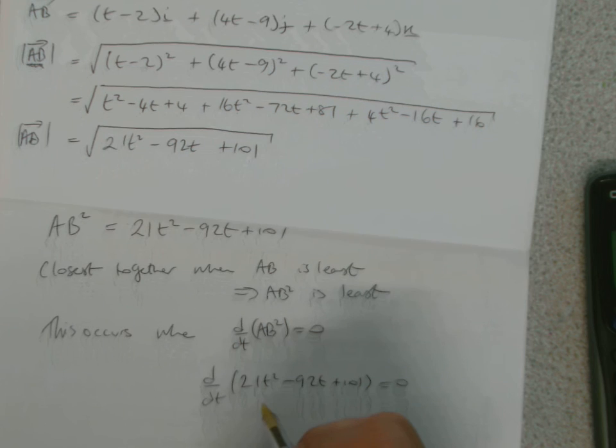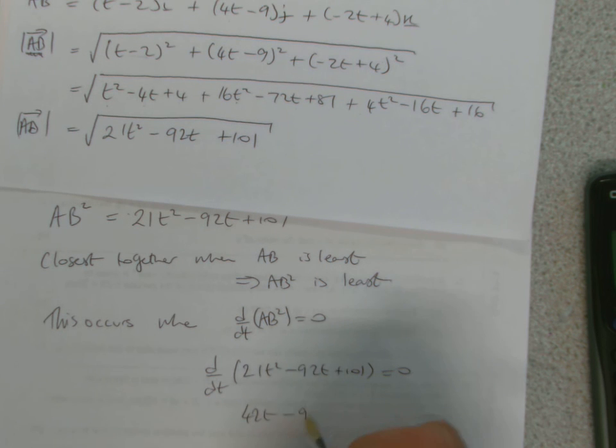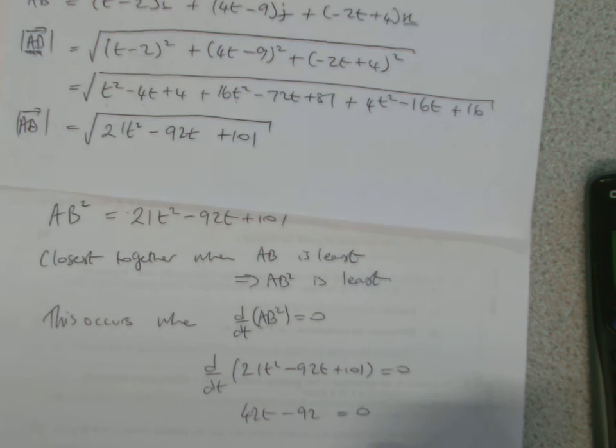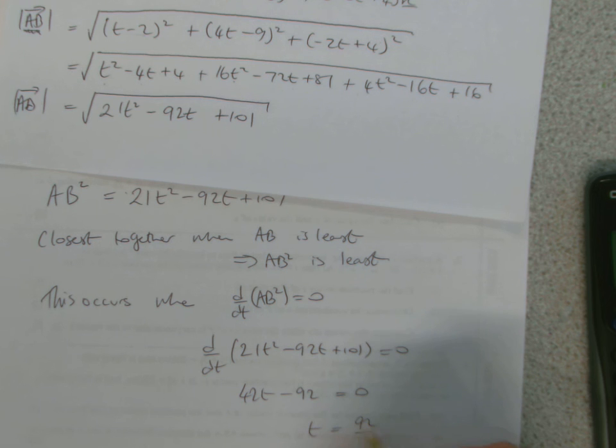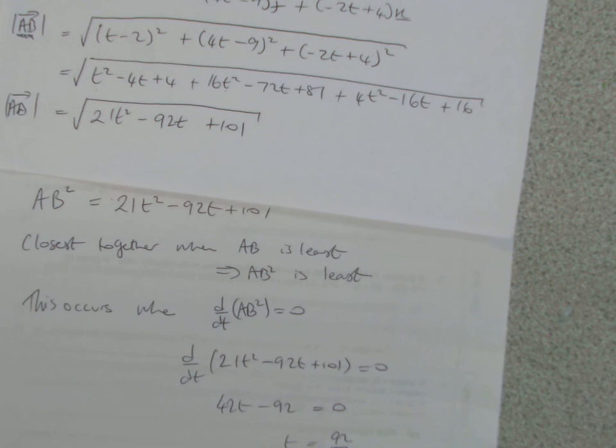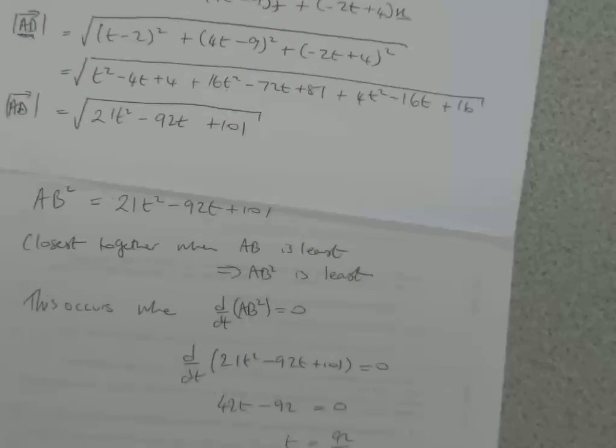So if we do d by dt of this, you get 42t minus 92 equals 0, and then you can get your answer from there then. T will equal 92 divided by 42. Okay, so you get 2.19. Okay, and 2.19, and that's our answer, 2.19 hours in this case. And we've got our answer.